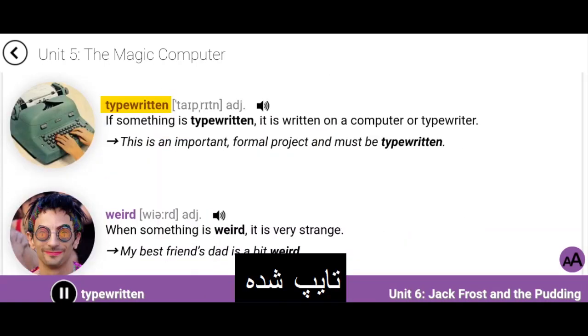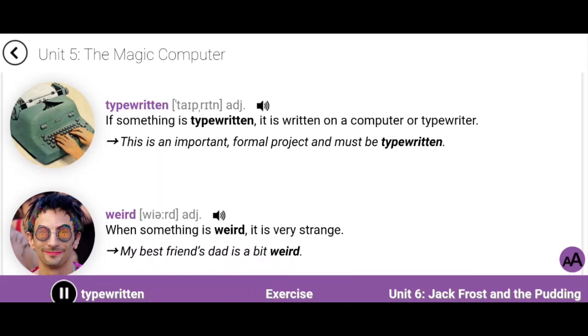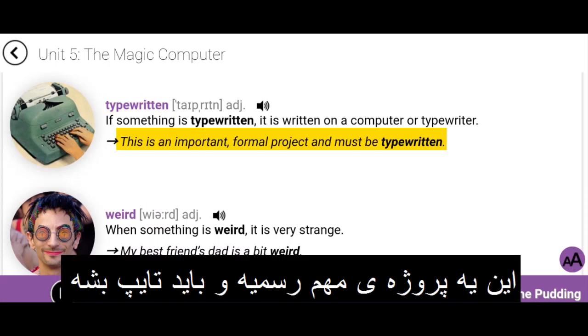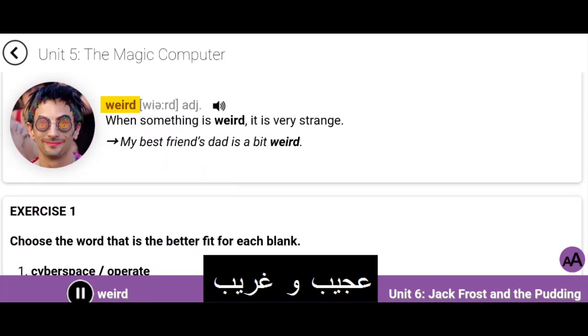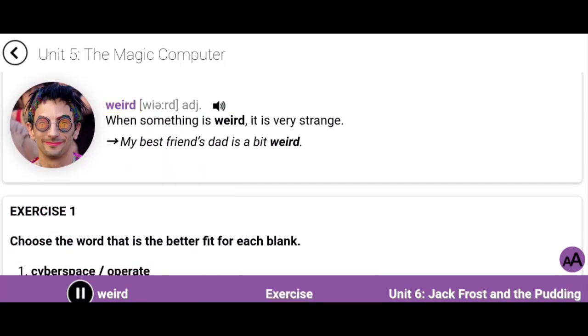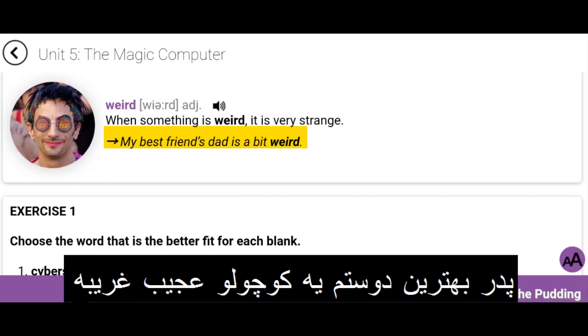Typewritten. If something is typewritten, it is written on a computer or typewriter. This is an important formal project and must be typewritten. Weird. When something is weird, it is very strange. My best friend's dad is a bit weird.